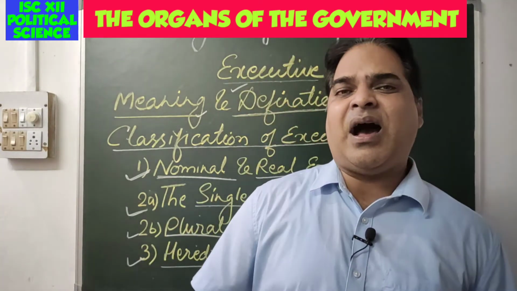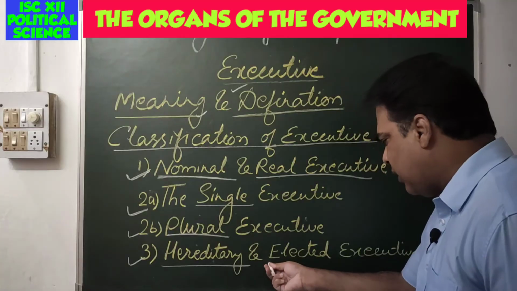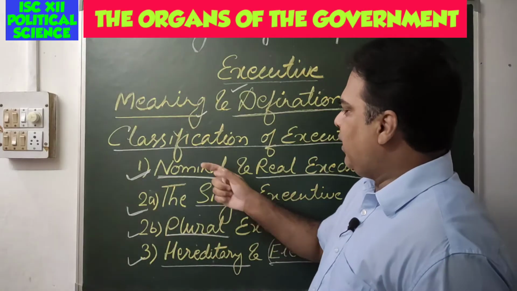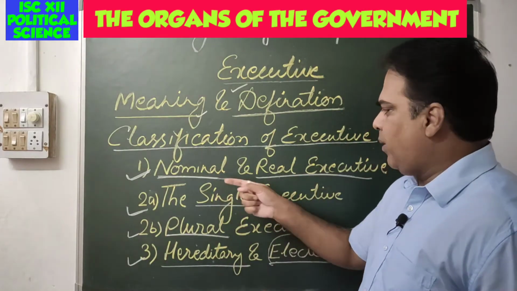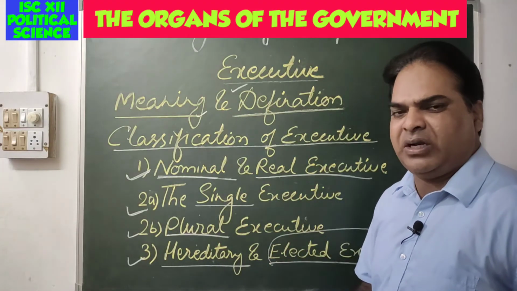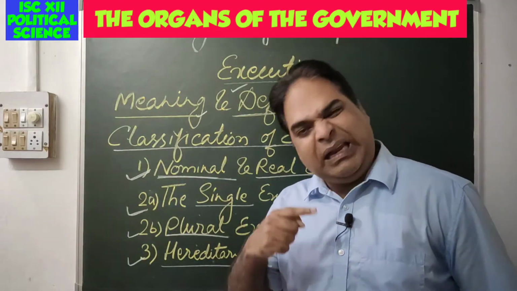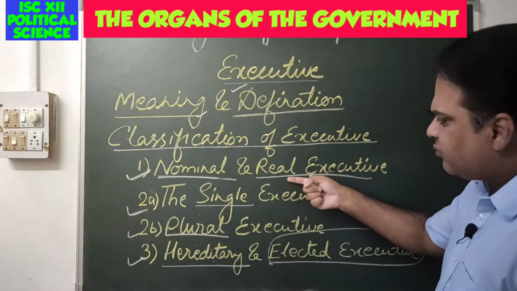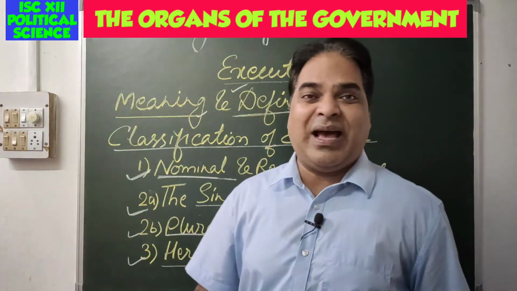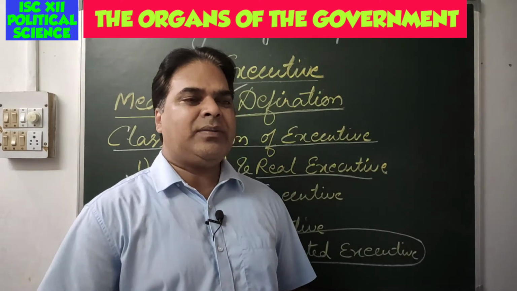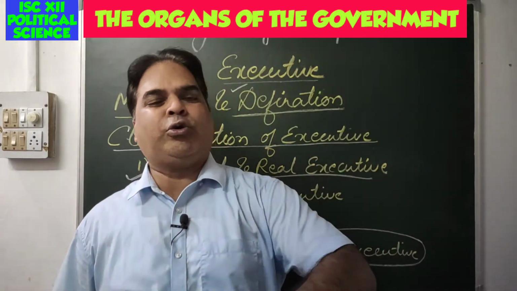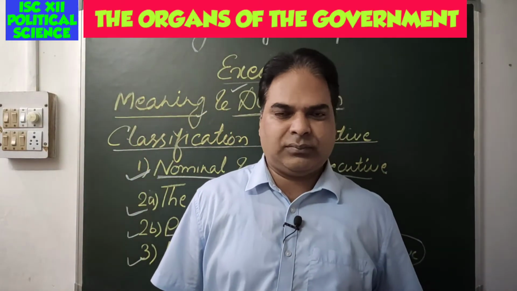Got it? Then the last one we have, which is very, very important, is the elected executive. The executives which are elected by the people, though nominal or real. When we talk about nominal or real, in the case of India, the nominal executive, that is the president of our country, is elected by the people indirectly, and the real executive, that is the prime minister and the council of ministers, are elected by the people of India directly. So elected executives are the ones who are elected by the people of the country, either through direct election or through indirect election. Got it?